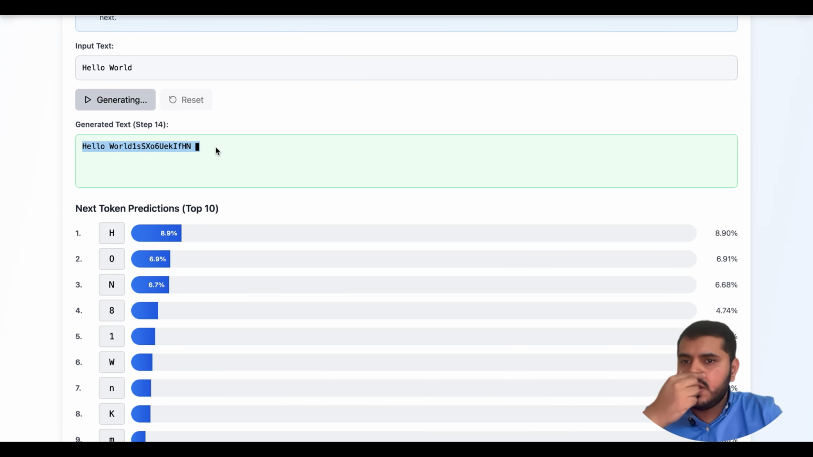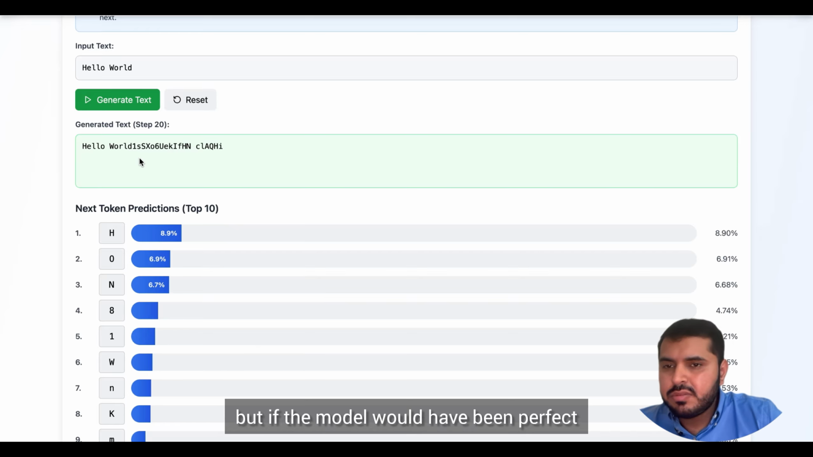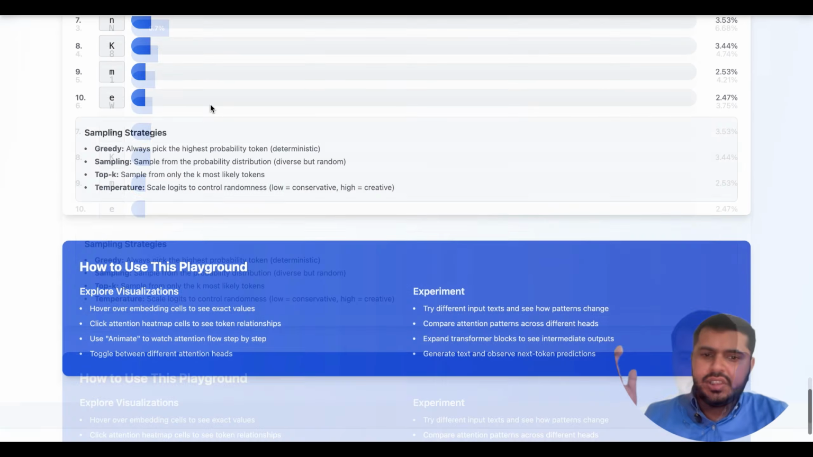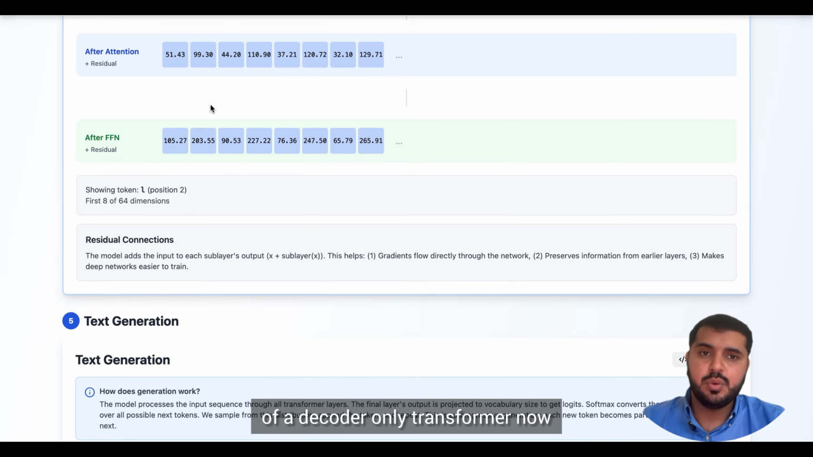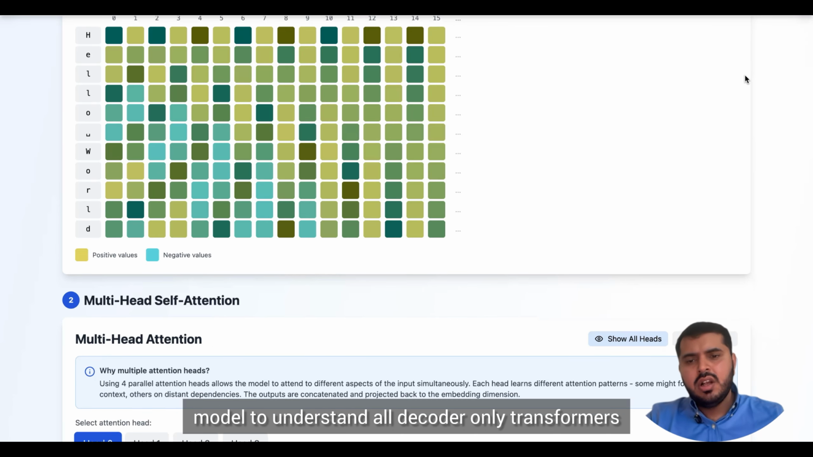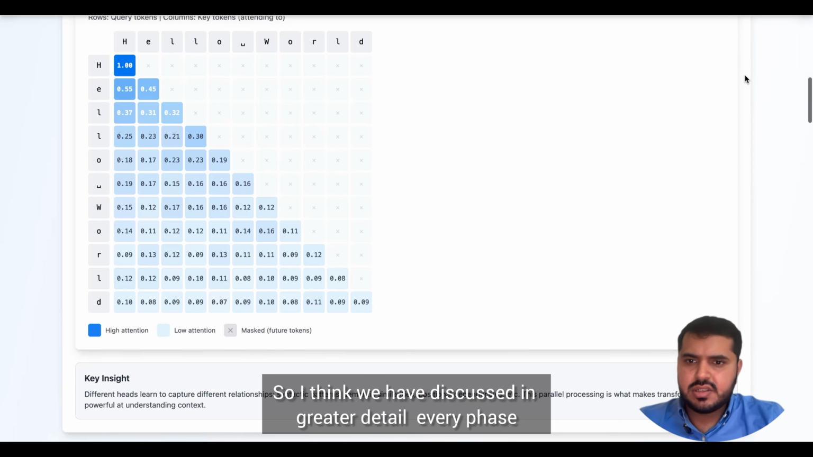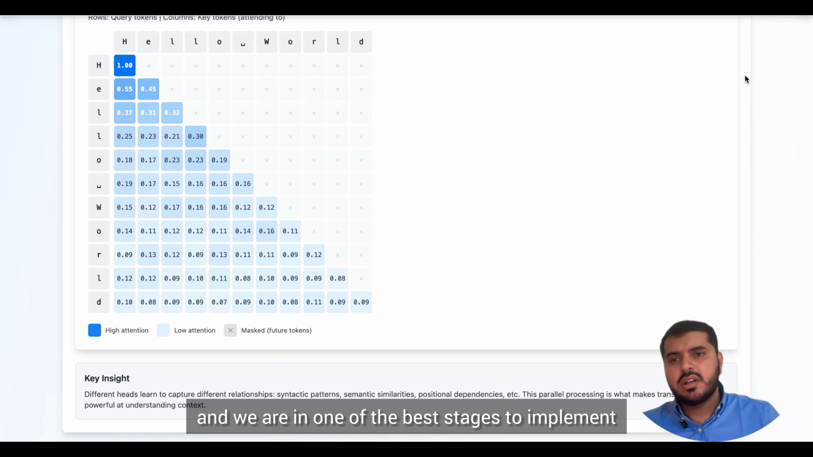Our model is not perfect, that's why we have something like random gibberish coming out. If the model had been perfect, it would have predicted hello world, comma, how are you, something like that. This is basically the feed forward pass of a dense, decoder only transformer. What we can do is implement it in the upcoming videos and take it as a sample and mental model to understand all decoder only transformers. I think we have discussed every phase in greater detail, and we are in one of the best stages to implement it in the further videos.